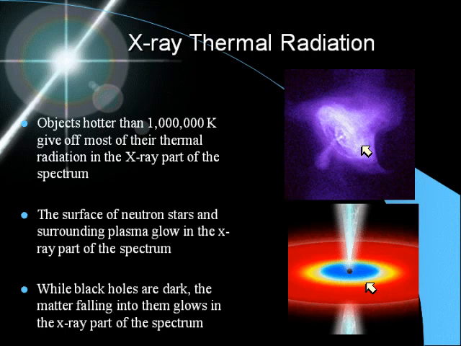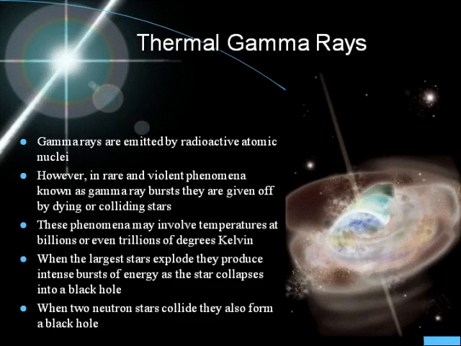Now, the shortest wavelength, highest frequency part of the electromagnetic spectrum is the gamma ray part. So here we imagine that temperatures are so incredibly hot. We're probably talking about billions of degrees. Now, gamma rays are typically emitted by radioactive atomic nuclei. That isn't a temperature thing. That is completely a nuclear physics process.